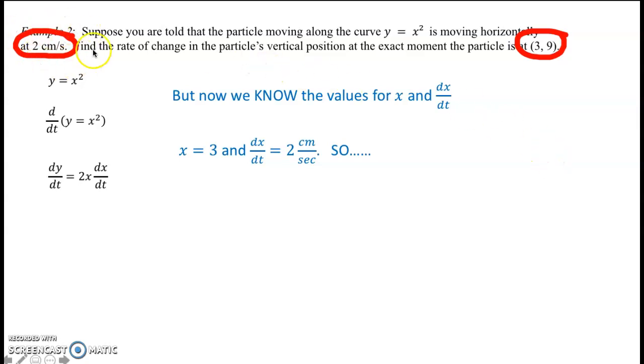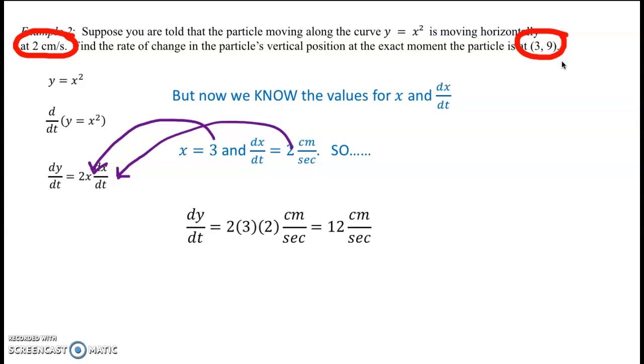Notice also I knew this was a related rates problem because I'm given a rate of change and I'm given some other information here. So now I can plug in those values into the expression and then solve for dy/dt. dy/dt is equal to 2 times 3 times 2 centimeters per second, which gives me 12 centimeters per second.